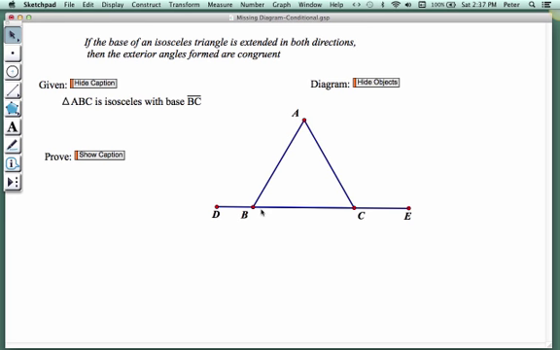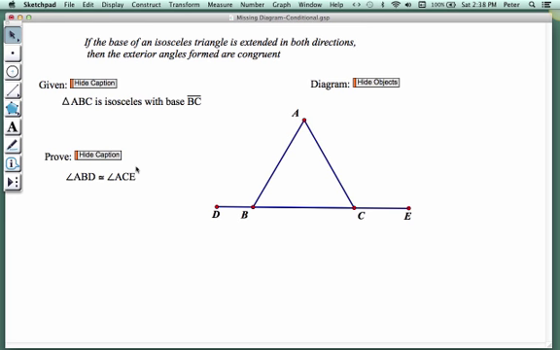If the diagram shows that the base has been extended, in my givens I merely need to identify BC as the base. So my prove is going to come from the then, which is going to be that angle ABD is congruent to ACE. Notice that we don't have any sentences in our given or our prove. We are just taking the given statement and breaking it down to a proof, just like we would have seen in the exercises in some of the earlier chapters.